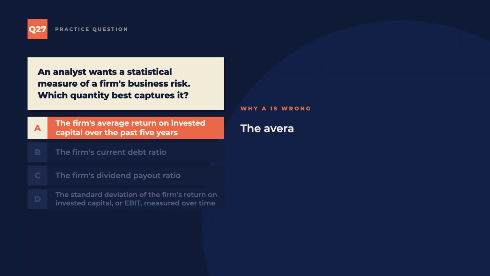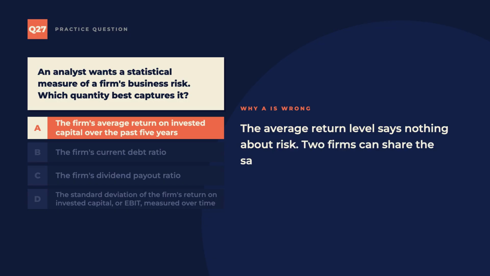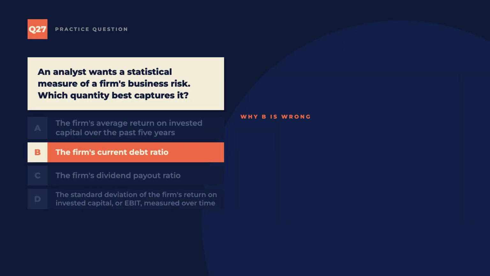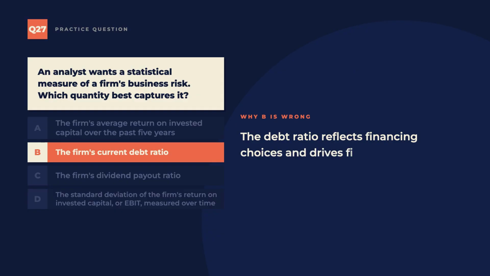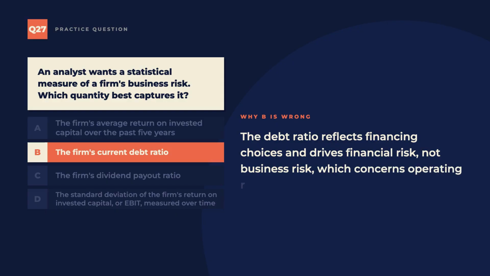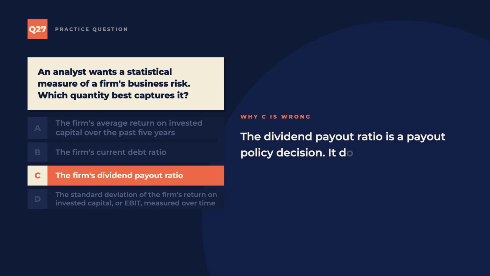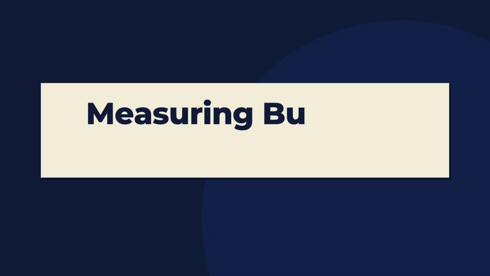A is wrong because the average return level says nothing about risk. Two firms can share the same average return while one is far more volatile, so the average alone cannot measure risk. B is wrong because the debt ratio reflects financing choices and drives financial risk, not business risk, which concerns operating results assuming no debt. C is wrong because the dividend payout ratio is a payout policy decision. It does not measure the volatility of the firm's operating performance.